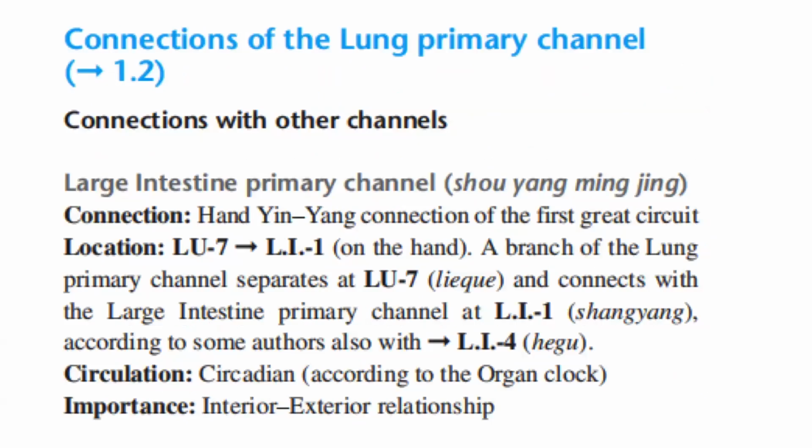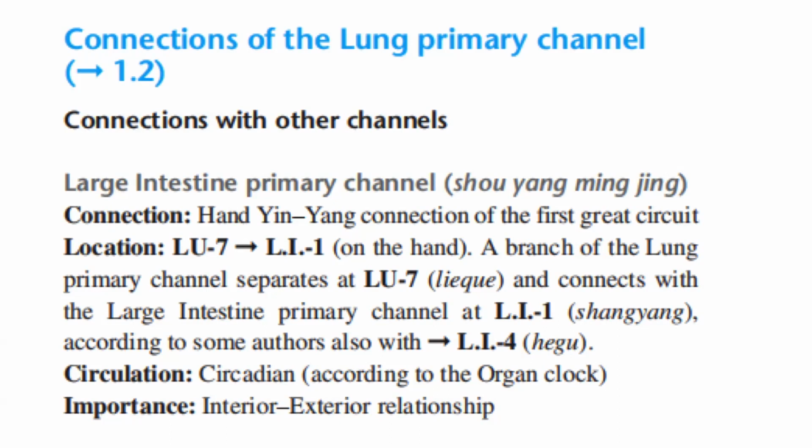So, the connections of the lung primary channel with other channels. Number 1 is the large intestine primary channel. The hand yin-yang connection of the first great circuit is the connection of the lung with the large intestine. Location: from lung 7 to LI1 on the hand.